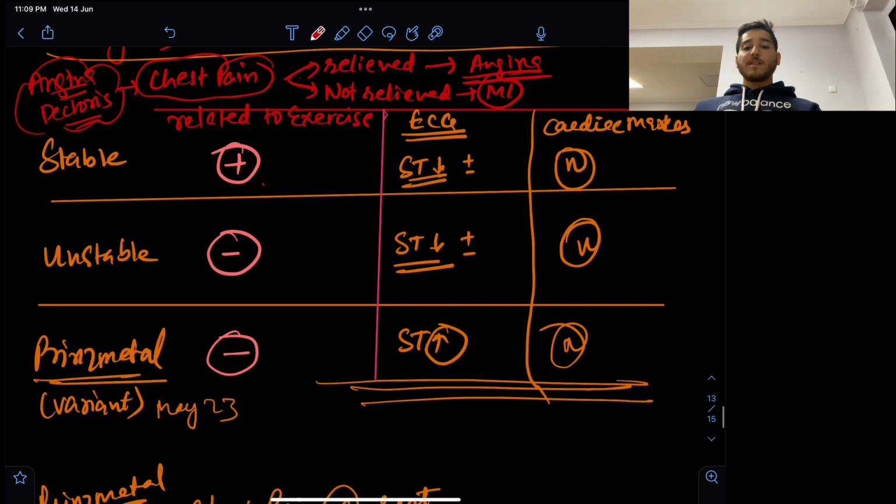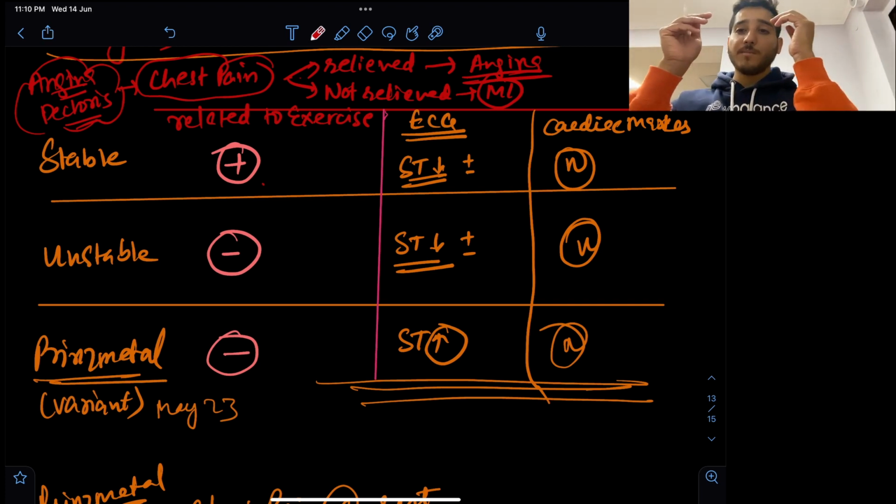We have stable angina, unstable angina, and Prinzmetal angina. Stable angina is related to exercise. There can be ST segment depression, and the cardiac biomarkers will be normal in all of the anginas. In unstable angina, the pain usually arises at rest. The ST segment will be normal or depressed, and the cardiac biomarkers will be normal.